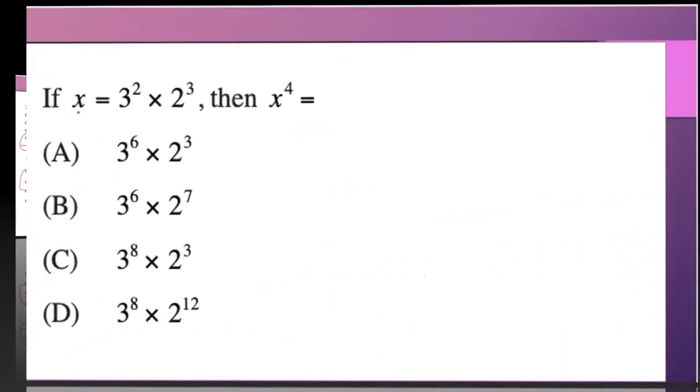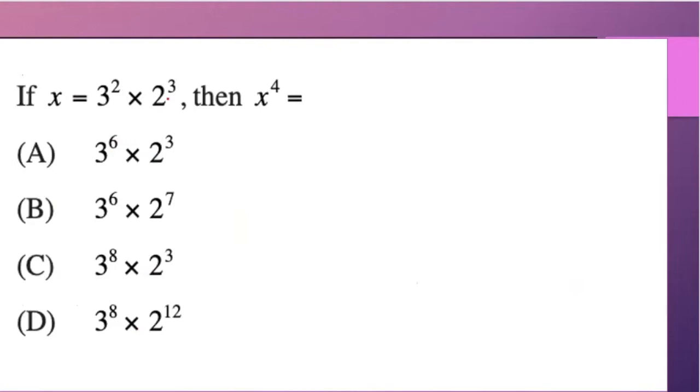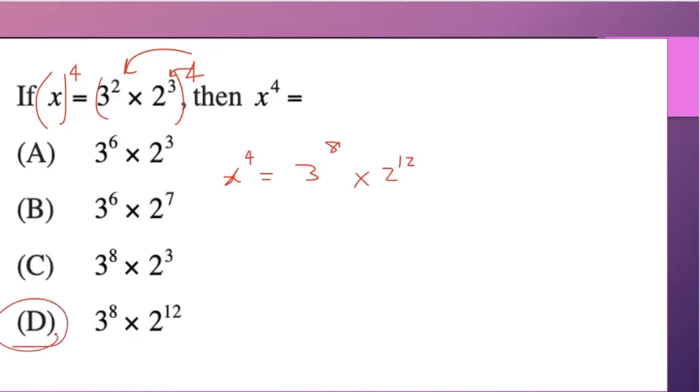The next question: if x is equal to 3 squared times 2 cubed, then x to the 4th is equal to what? It means I am going to raise both sides to the 4th, and I will get the answer. So this is x to the 4th, and from laws of indices, we can multiply the powers. So 4 times 2, that's 8. So this is 3 to the 8 times 2 to the 4 times 3, which is 12. So that means my answer is D.